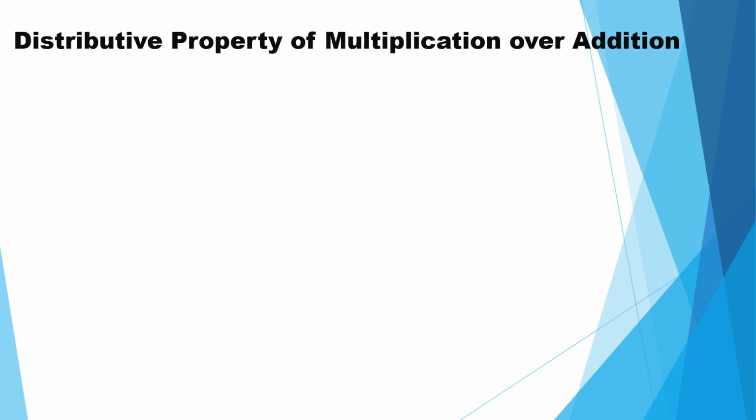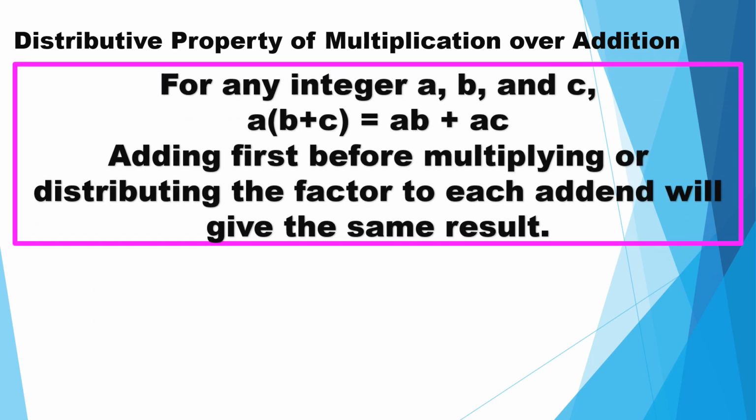Distributive property of multiplication over addition. For any integers a, b, and c, a times the quantity of b plus c is equal to a times b plus a times c. Adding first before multiplying, or distributing the factor to each addend, will give the same result. Let us have an example.